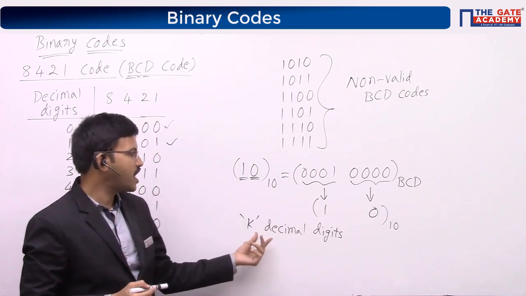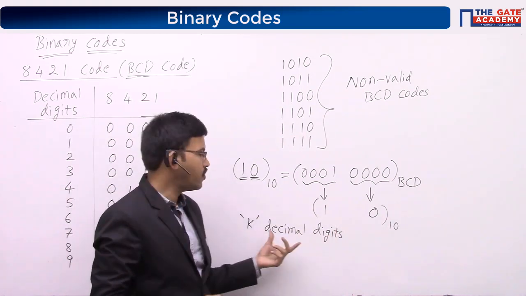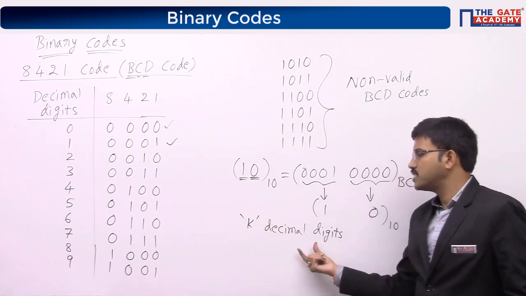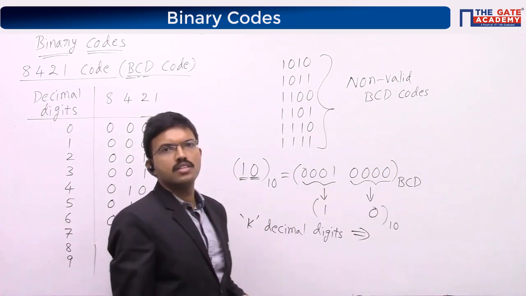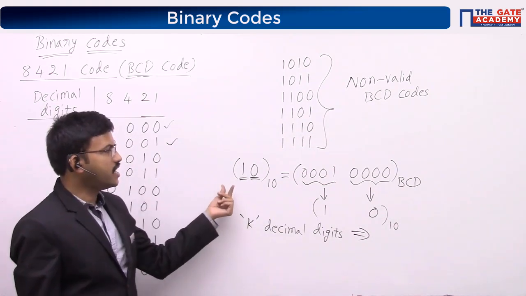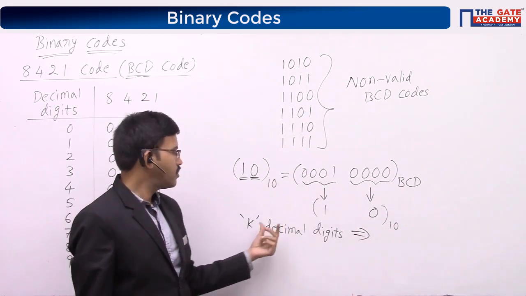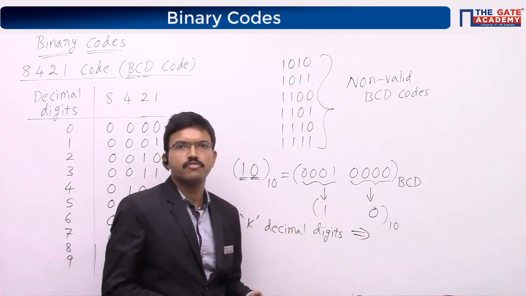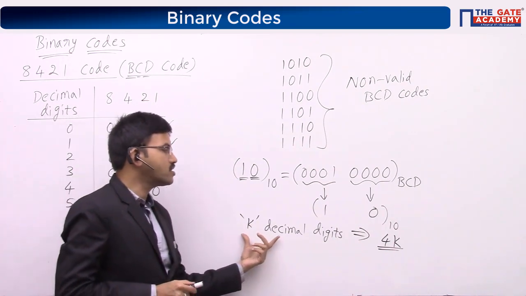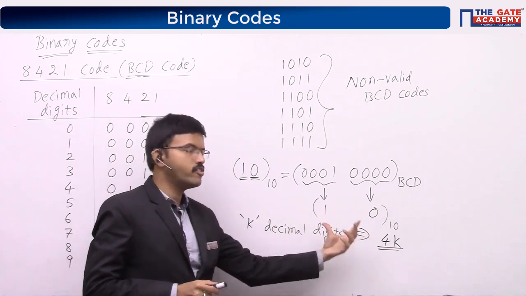If the decimal number has k digits, then how many bits are required in BCD code? For a single digit, I require 4 bits. I have k digits, so 4k. For each decimal digit, we require 4 bits, and here I have considered k decimal digits. So we require 4k bits.